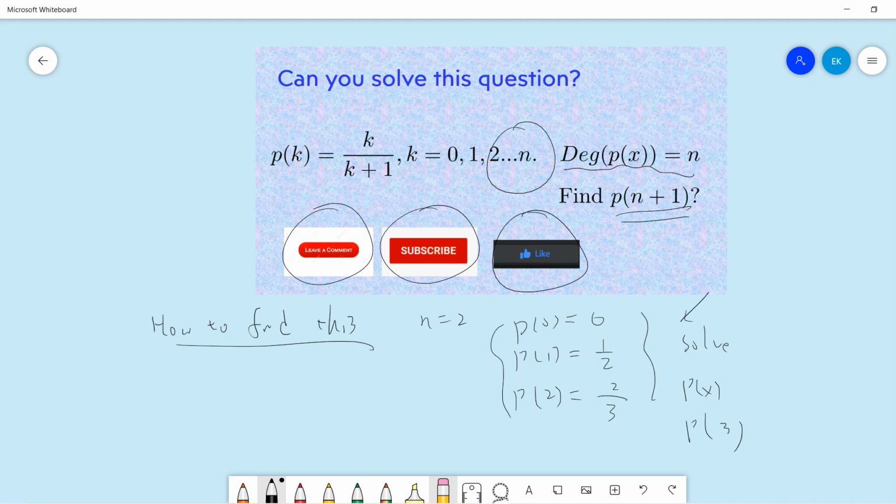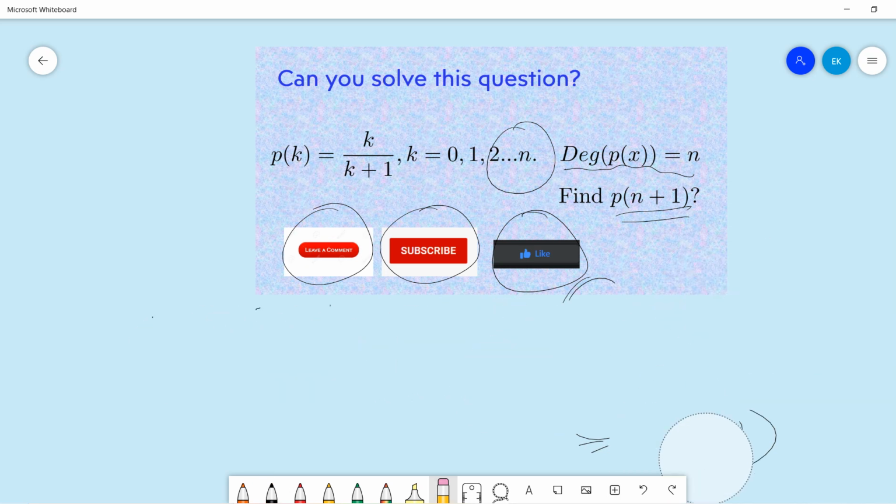If you use this idea, you assume p of x is x squared plus bx plus c, use these three conditions to get a, b, c, and then plug in p of 3. This is the general rule. But I don't want to do this. I want to use a more powerful idea.